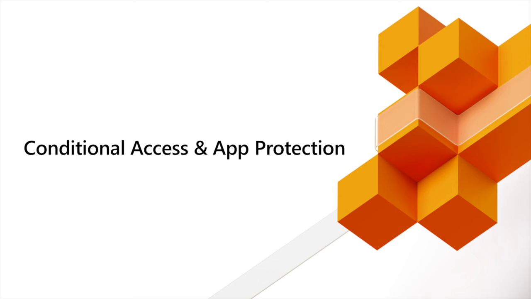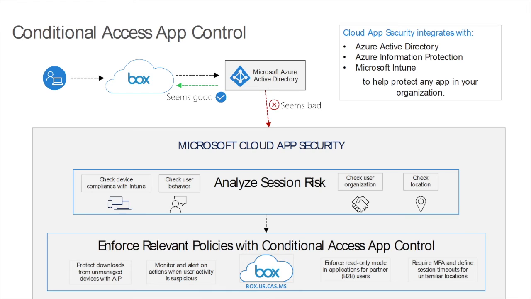So if you've got an E5 subscription or you've purchased Cloud App Security, then you get an additional layer of security with conditional access. And MCAS completely integrates with conditional access security. So what does it essentially mean? Well, you see this middle layer here. What it does is it first of all checks that the device is compliant with Intune or Endpoint Manager. It then checks the user's behavior. So one of the nice things that MCAS does is it's looking at the user's behavior.